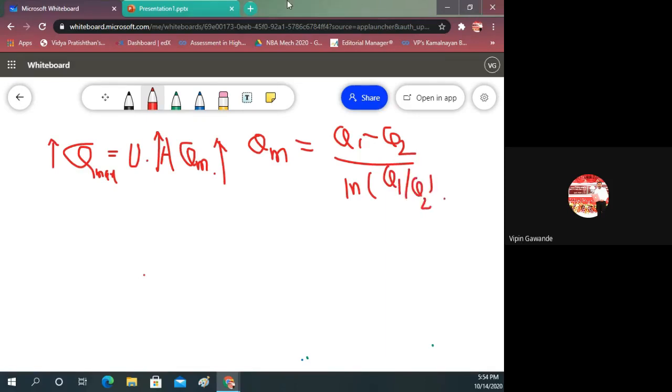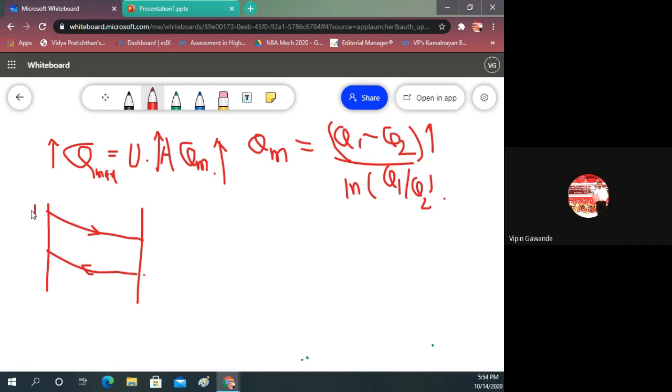Okay. Now to get this theta m value, this difference must be maximum. Which one? This theta 1 minus theta 2. To get this theta 1 minus theta 2 difference maximum, if we take the counter flow or parallel flow, you take any arrangement here.